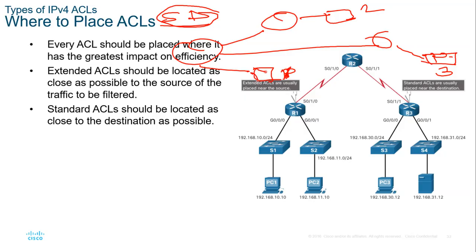So PC 1 is not allowed to reach or to access PC. This time, let me use PC 3. So PC 1 is not allowed to access PC 3, but is allowed to access PC 2. So we're not going to allow traffic to waste the available bandwidth, the available resources.